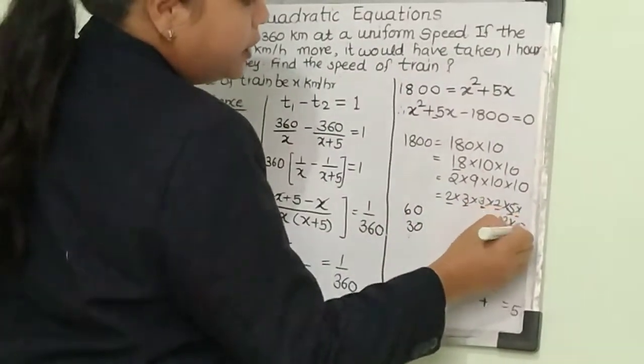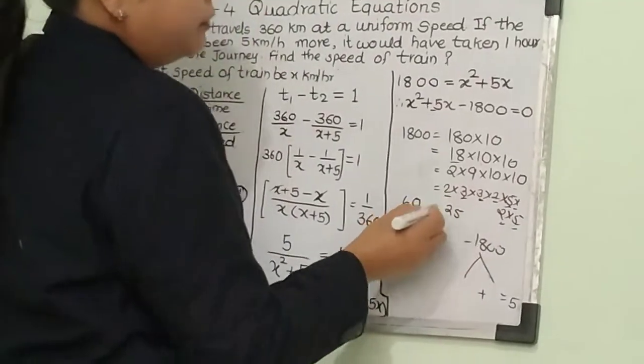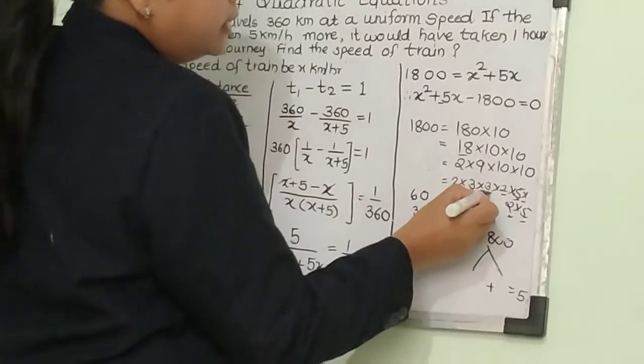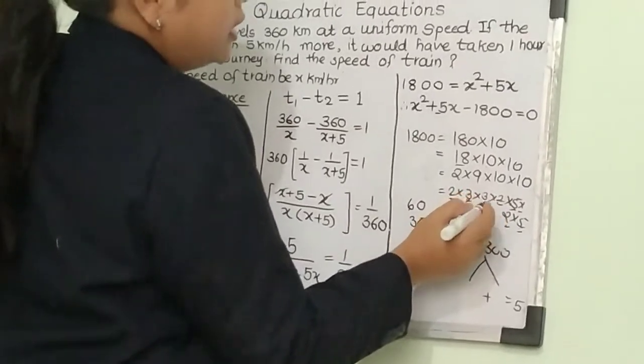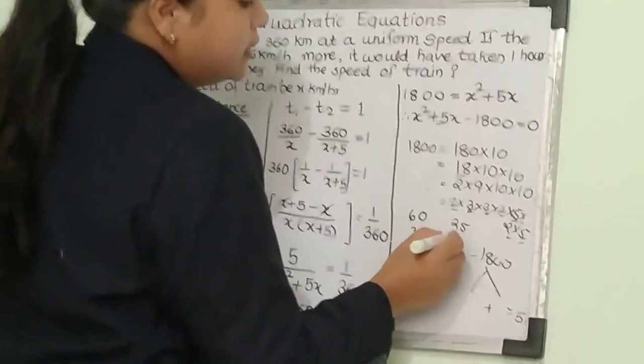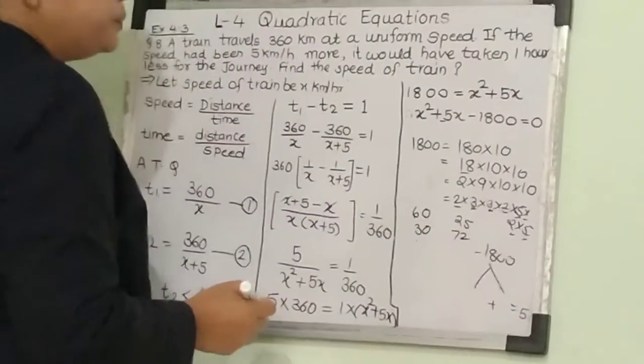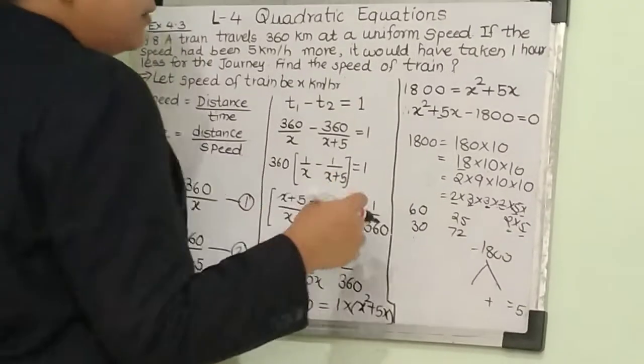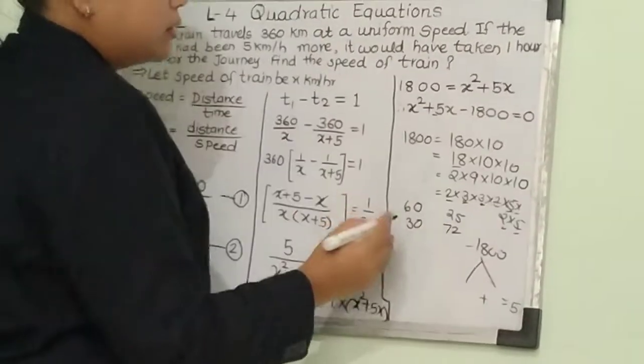I will take 5 into 5, that is 25. 2 3s are 6, 6 3s are 18, 18 2s are 36 and here again we get 72. So again it is not possible. I will take now another numbers.